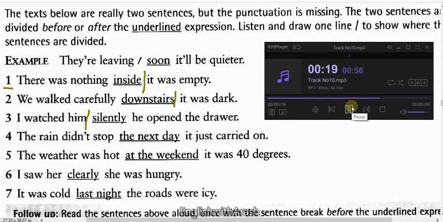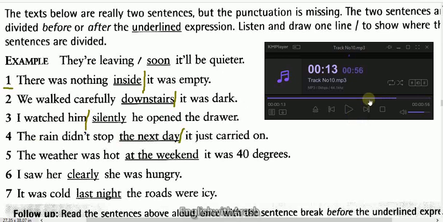5. The weather was hot. At the weekend it was 40 degrees. Yes, it's after the next day. The rain didn't stop the next day. It just carried on. What about at the weekend, the next one?